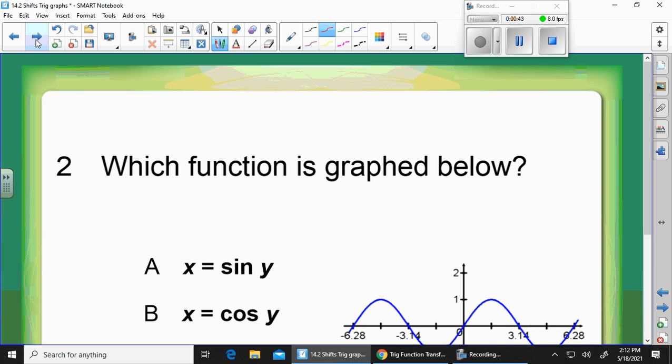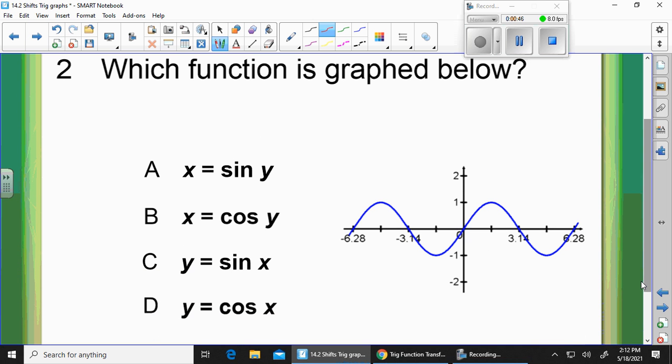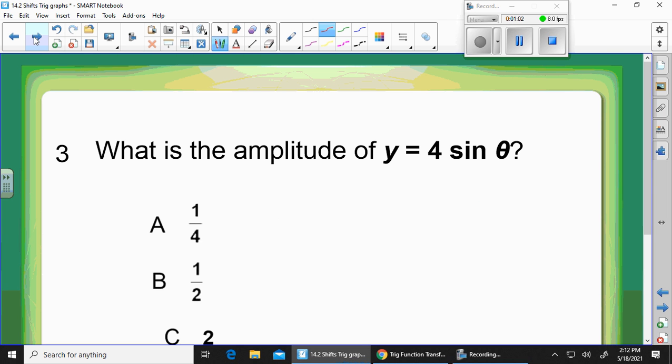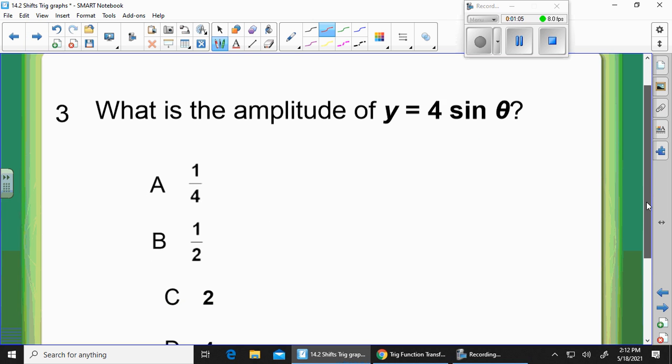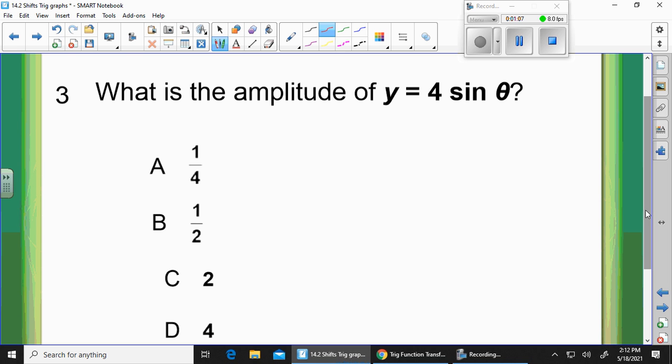You look at this one, same idea, has to be y equals. This is starting at the axis, max, axis, min, axis. That's one period. That's a sine curve. So yesterday we talked about changing the A and the B, the amplitude and the period. When I ask what the amplitude is, it's the absolute value of the number being multiplied. So that's got to be 4.